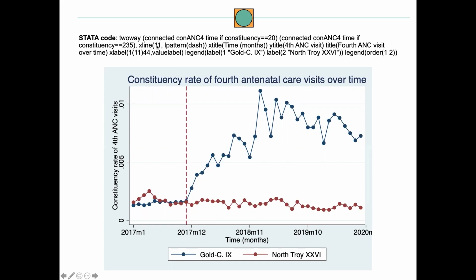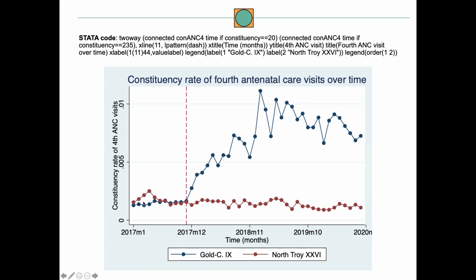Next, we indicated when the policy was implemented, and we labeled our graphs as well, including the x-axis, the y-axis, as well as giving it a title. These are the results we got. Our blue line represents Gold Coast number 9, and the red represents North Troy 26.